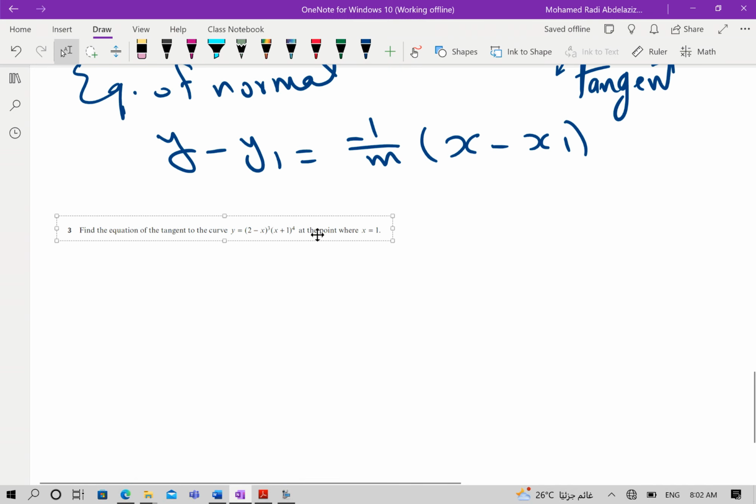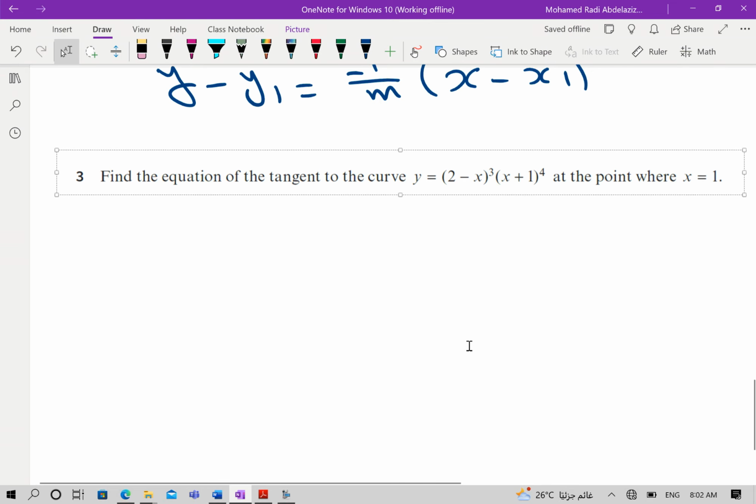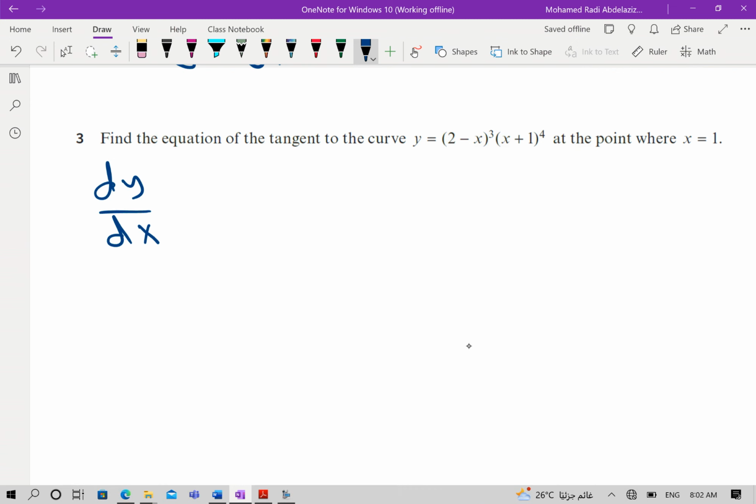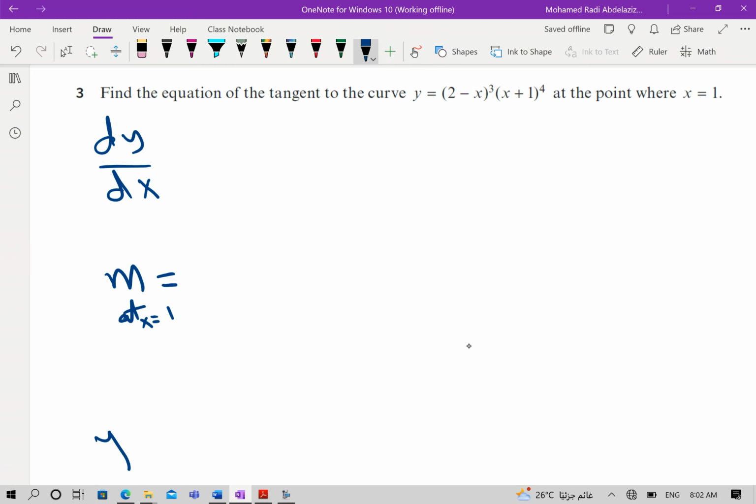Question about it: find the equation of the tangent to the curve, where a function is given. Step number 1, find dy by dx. Step number 2, find the gradient at x equals 1. Then apply the equation of the tangent, y minus y1 equals m times x minus x1. Maybe only the x coordinate is given like this; you can find the y coordinate by substituting 1 in the equation.